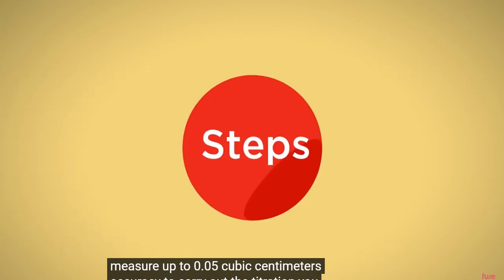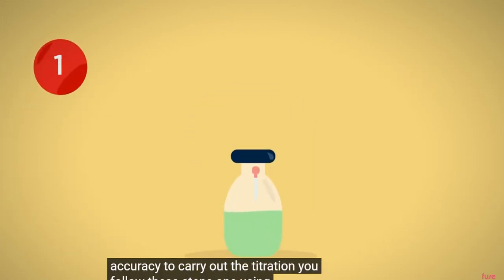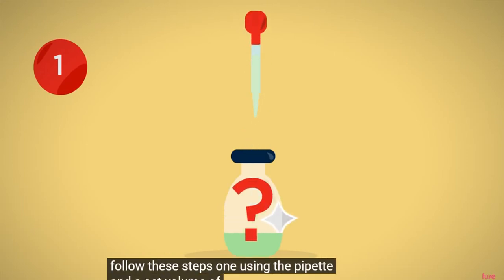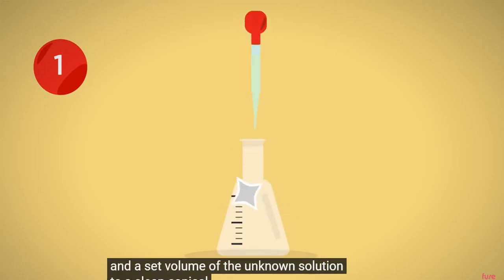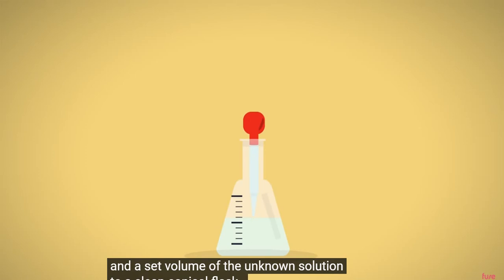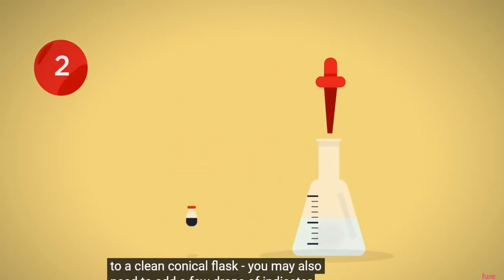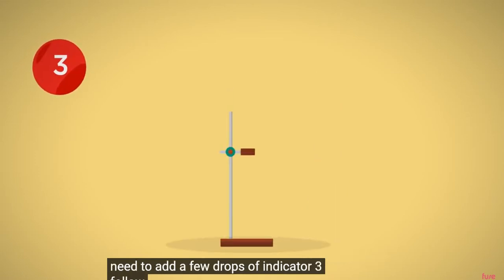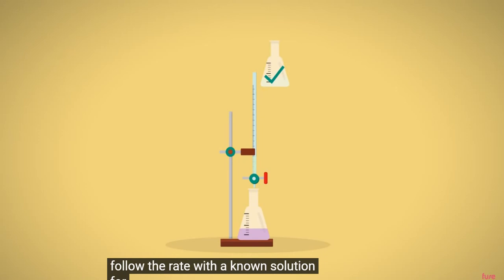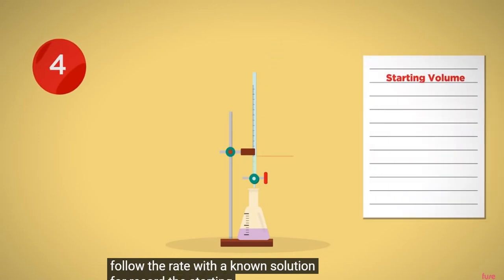To carry out the titration, you follow these steps. 1. Using the pipette, add a set volume of the unknown solution to a clean conical flask. 2. You may also need to add a few drops of indicator. 3. Fill the burette with a known solution. 4. Record the starting volume of the burette.